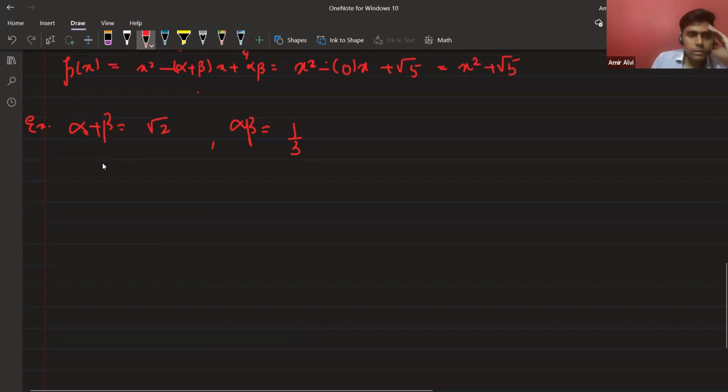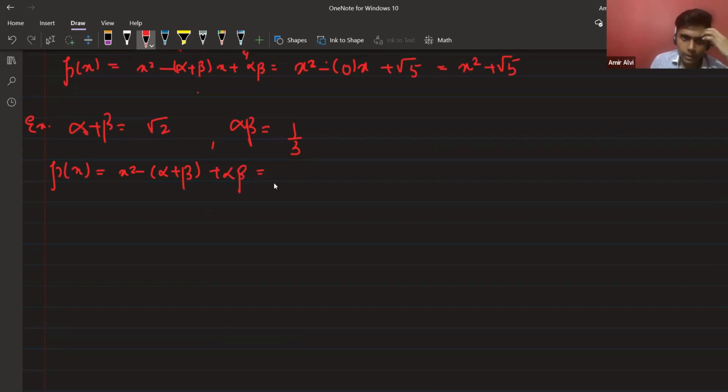X square, just a second. Let me write down the p of x: x square minus (alpha plus beta) x plus alpha into beta. What will alpha plus beta be? Root 2. And alpha into beta is 1 by 3. So it would be x square minus root 2 x plus 1 by 3.